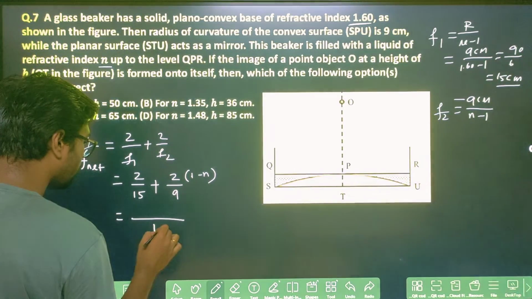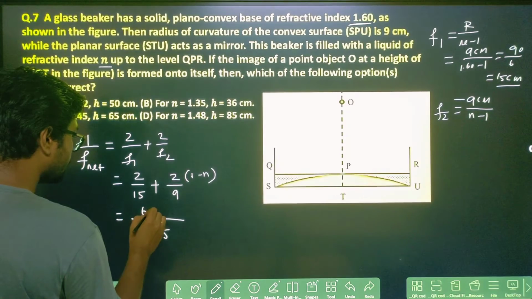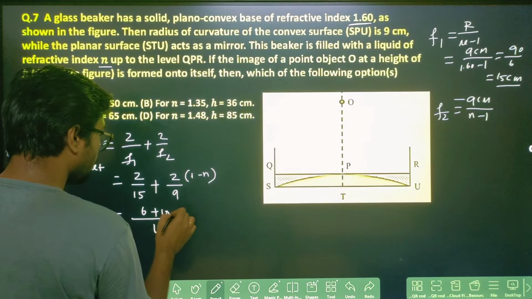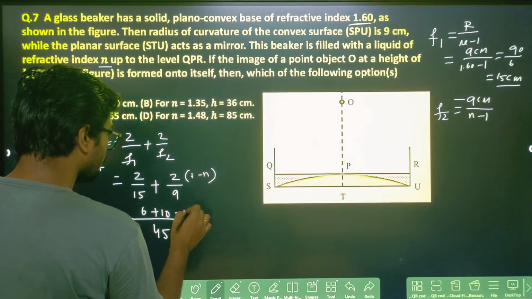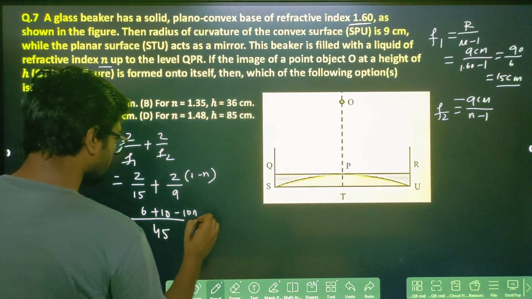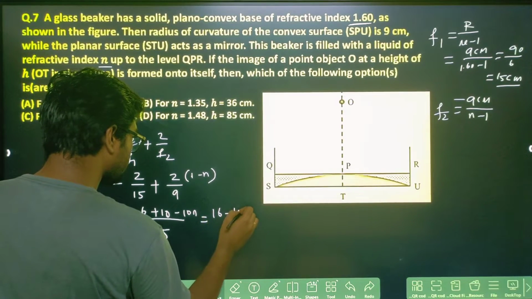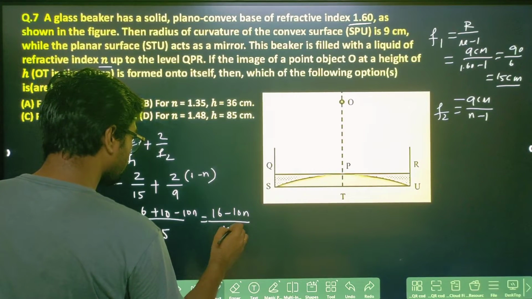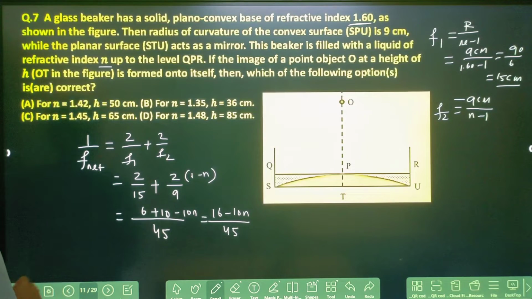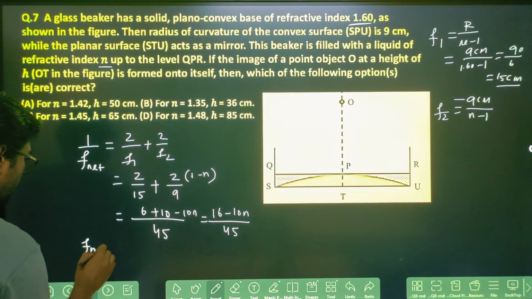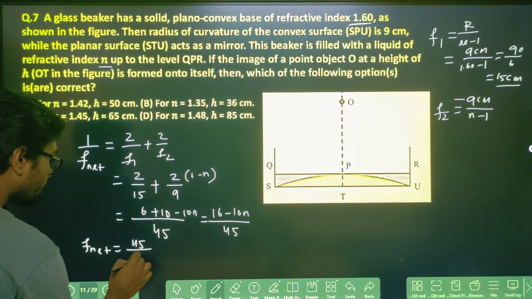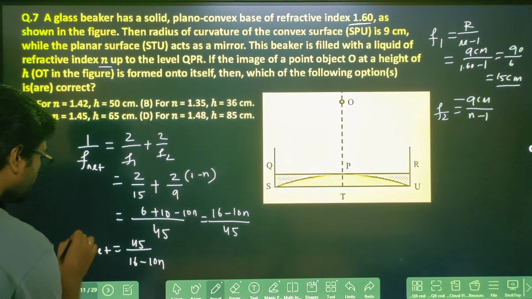So this will be 45 in the denominator, and this will be 6 plus 10 minus 10n, right? So this will be 16 minus 10n divided by 45. So F net you will get is equal to 45 divided by 16 minus 10n. This is your F net.